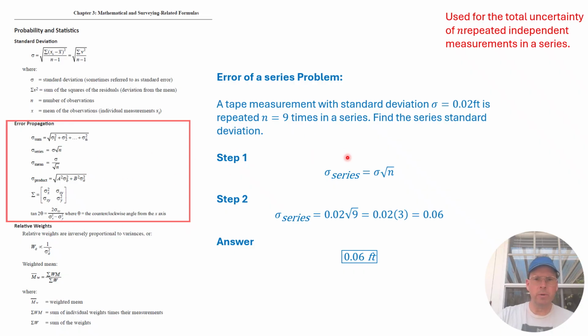So on that equation, I wrote it out here for you. And you just put your standard deviation in there, and you have 9 measurements, n is 9, so you get 0.06 feet for that error.